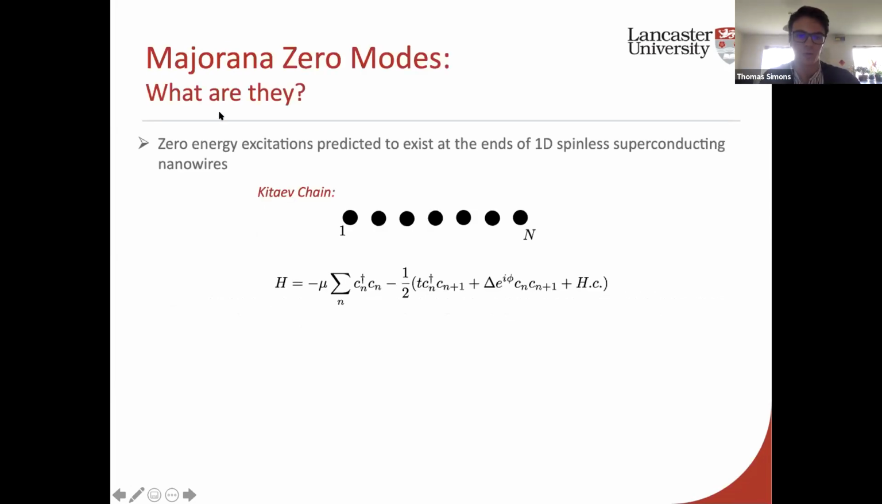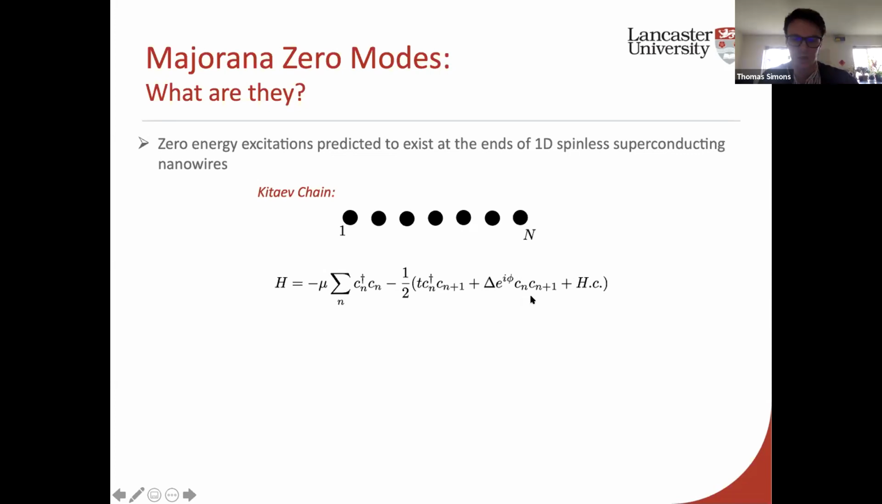Starting with Majorana zero modes, these are zero energy excitations that are predicted to exist at the ends of one-dimensional spinless superconducting nanowires. We can see how these emerge if we consider a toy model, a Kitaev chain. This consists of a one-dimensional chain of n fermionic sites, described by the Hamiltonian we have here. We have some on-site coupling term, some nearest neighbor coupling, and also a p-wave superconducting pairing term.